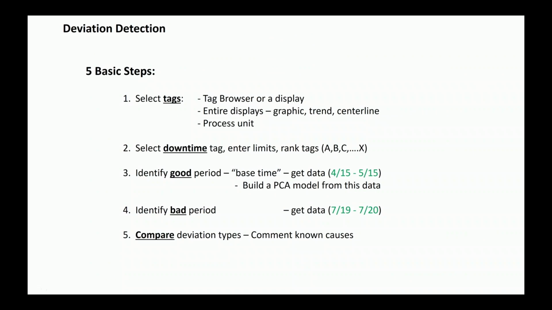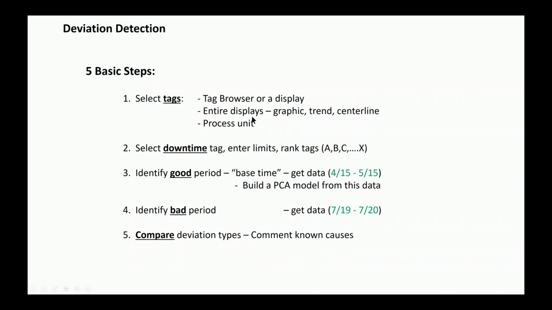So when we present the tool and the use of the tool, there's 5 steps that you need to make the tool work. The first one is you need to get the tags you want to look at. There are 3 ways to get the tags. Tag browser: you can search the tag browser, find a group of tags or a tag, and drag it over onto the deviation detection tool.